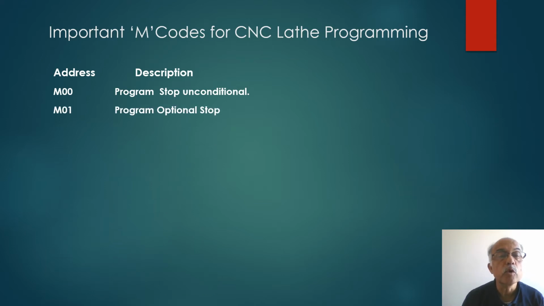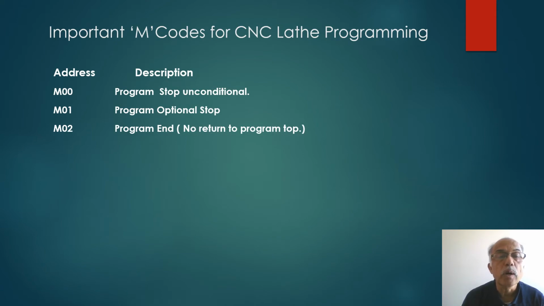Next is M01. This is optional stop or conditional stop. On machine control panel, there is one button for optional stop. This button should be on, then only machine will stop when it will read M01. So this is optional or conditional stop.